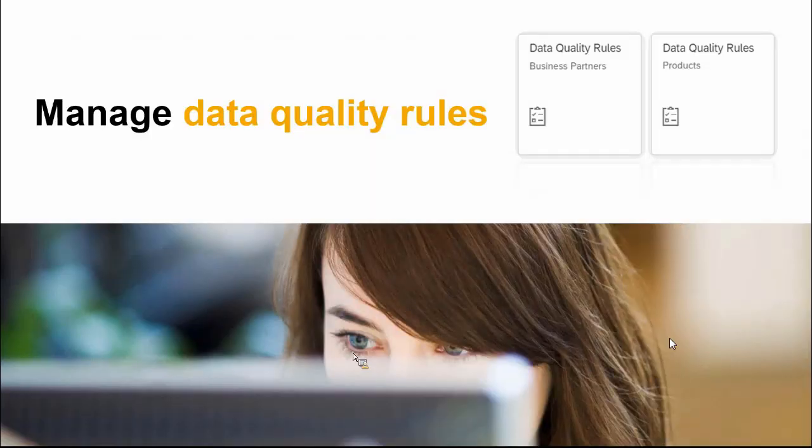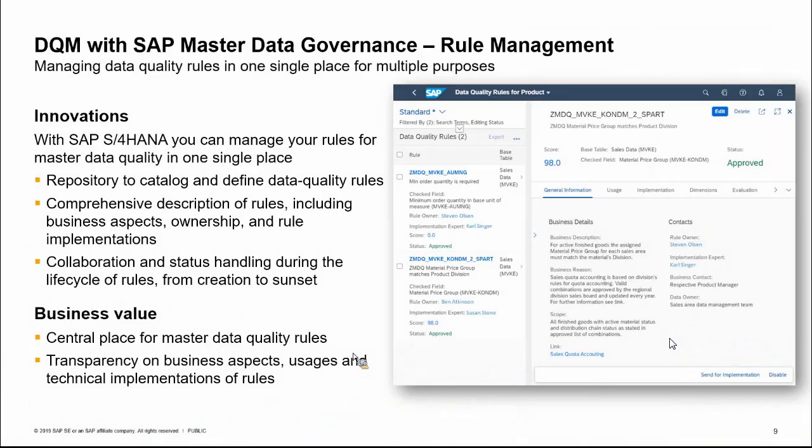Now, what can you do in regards to managing data quality rules? As said, you have that application, Manage Data Quality Rules, available, which is the access to the one single place to define data quality rules, allowing you to catalog and define data quality rules, to describe them in business language, including exactly those business aspects, but also ownership information, who's responsible for the rule, who should decide whether this rule must become live, but also when the rule can be deleted, can be sunset.